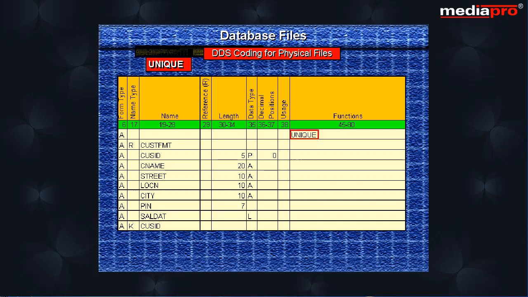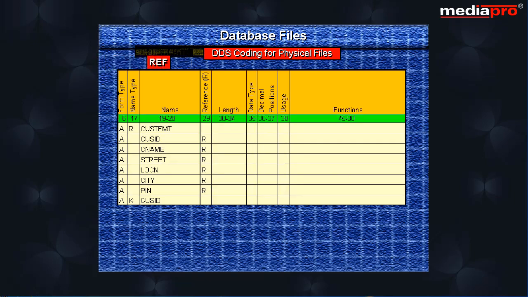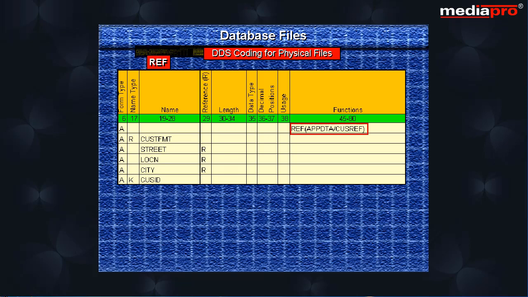It prevents two records in the same physical file member from having the same key value. For example, in our customer file, we should not have two records with the same customer ID. Remember, earlier we had said that you could avoid defining a field that has already been defined elsewhere by putting an R in column 29. We use the reference keyword to identify the file that contains the field definitions. For example, here the customer reference file will be referenced for the definitions of the street, location and city fields.